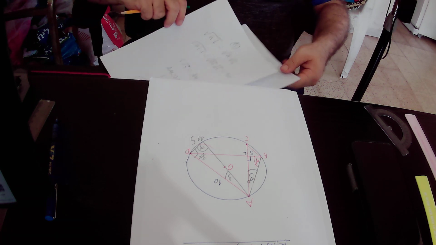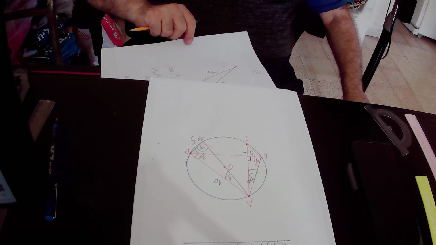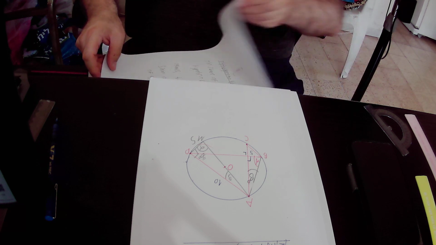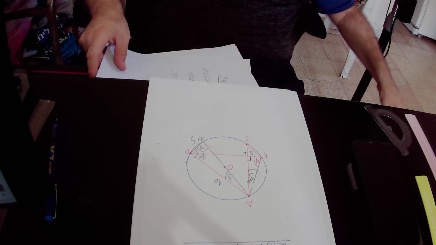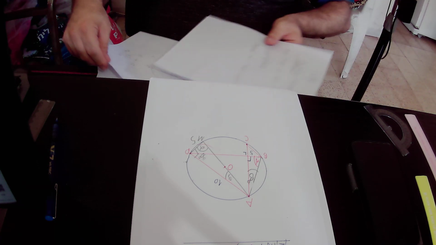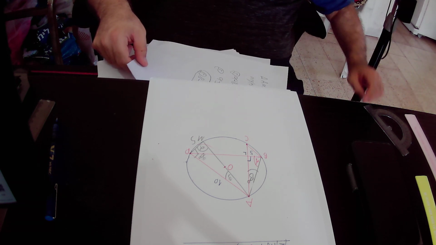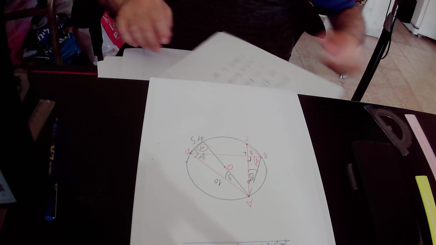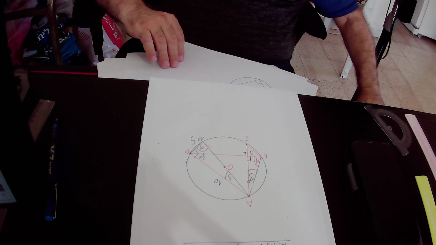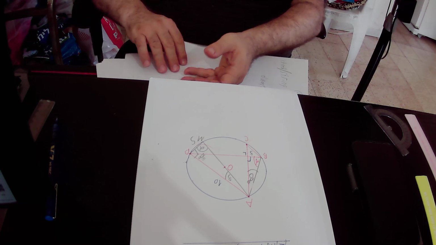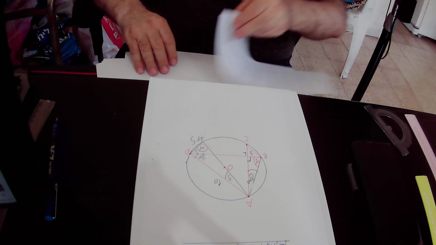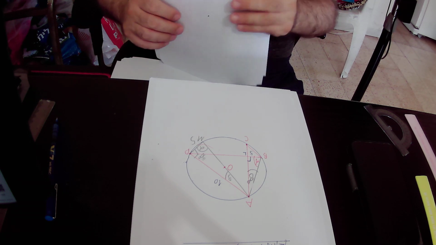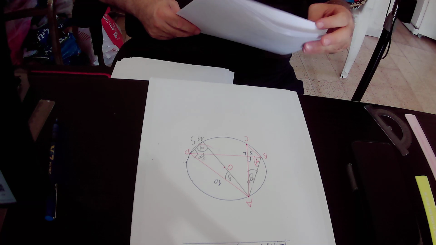Okay, so now I will summarize the lecture. We actually wanted to find out the radius of this circle, and first of all, we defined what a peripheral angle is.